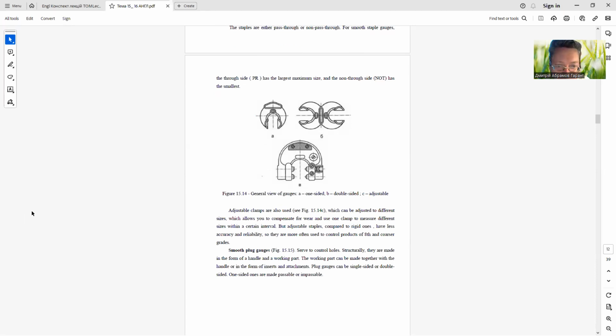So you can see the general view of gauges. A is one-sided, B is double-sided, with one side and a second side, and C is adjustable. It has a go side and a no-go side.